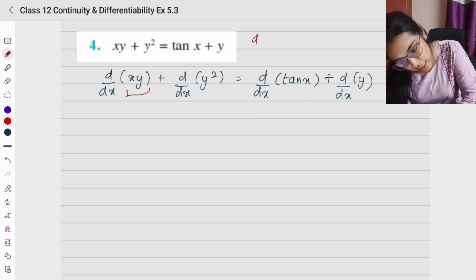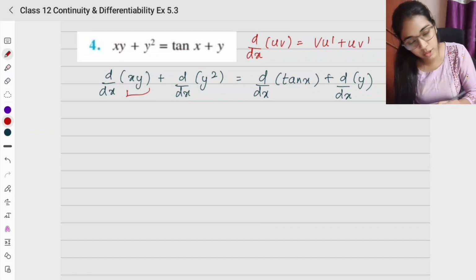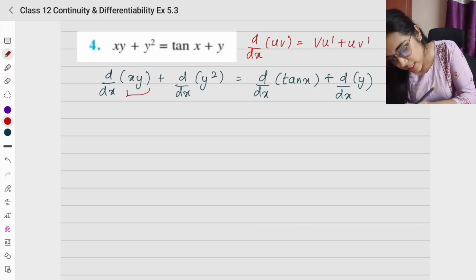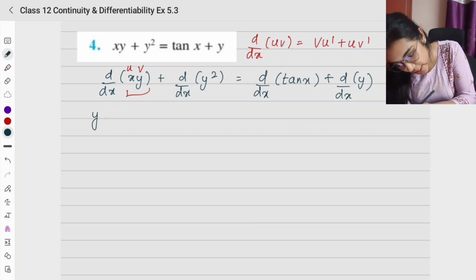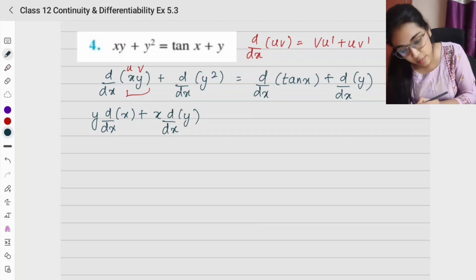The product formula? d by dx of u times v is going to be v u dash plus u v dash. You remember? So in the formula, what will we get? Here I am going to have v u dash. So this is going to be my u, this is going to be my v. So applying it, what happens? v u dash. So I have v, which is y, times u dash, so d by dx of x, plus u v dash. So it is going to be x times d by dx of y. This is my first term.